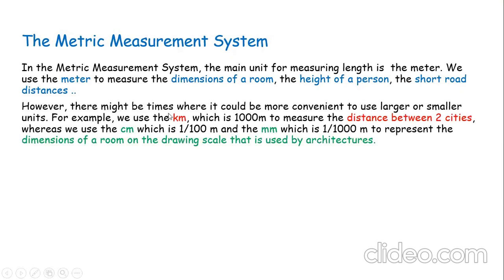However, there might be times where it could be more convenient to use larger or smaller units. For example, we use the kilometer, which is 1,000 meters, to measure the distance between two cities, whereas we use the centimeter, which is 1 part out of 100 parts of a meter, and the millimeter, which is 1 part out of 1,000 parts of a meter, to represent the dimensions of a room on the drawing scale or on the paper that is used by architects.